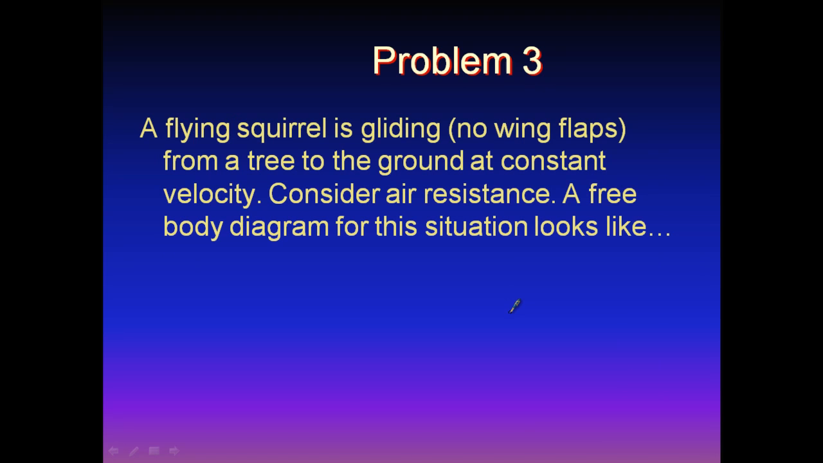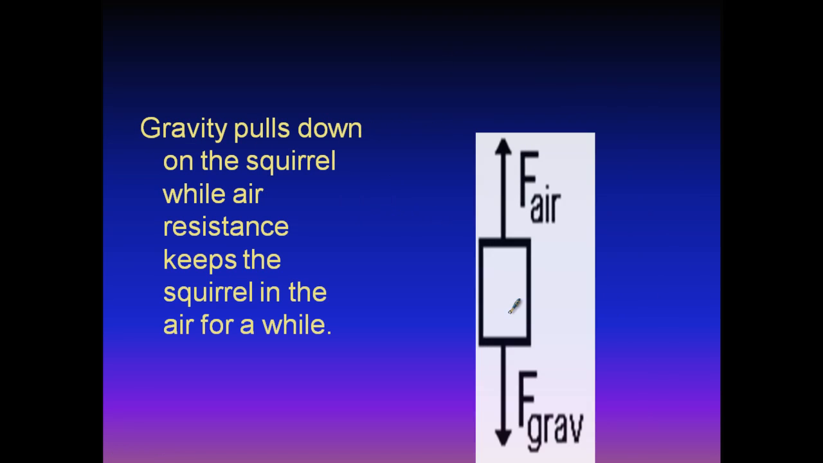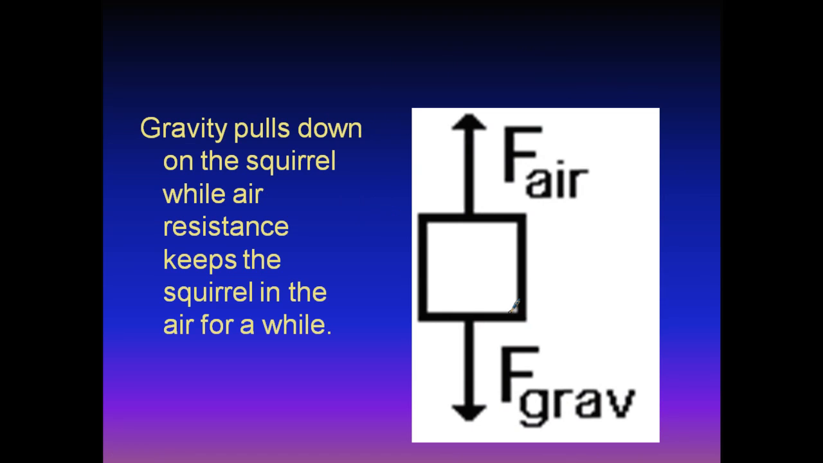So problem number 3, a flying squirrel is gliding, which means it's not flapping its wings, so it's not having an upward applied force. So it's gliding from a tree to the ground at a constant velocity. This time we are going to include air resistance. A free body diagram for this situation looks like this. We have gravity pulling down and the air resistance pushing up.